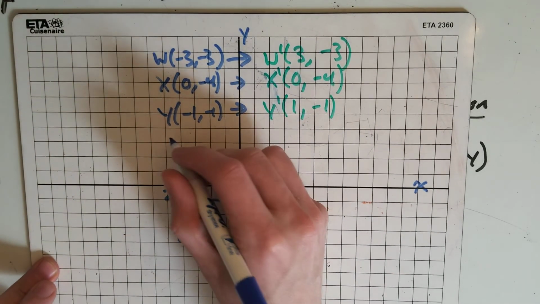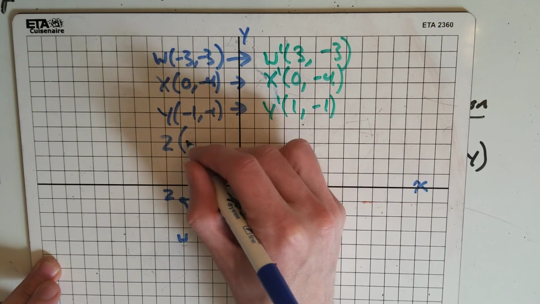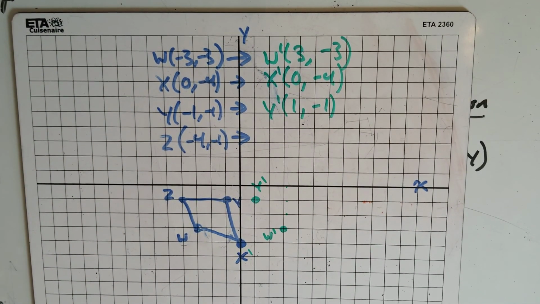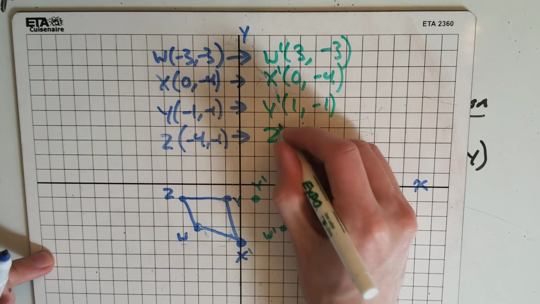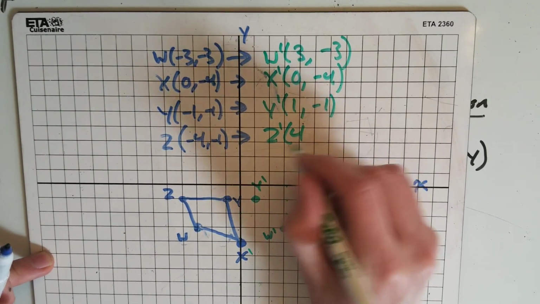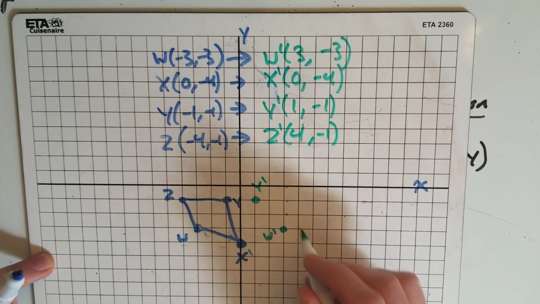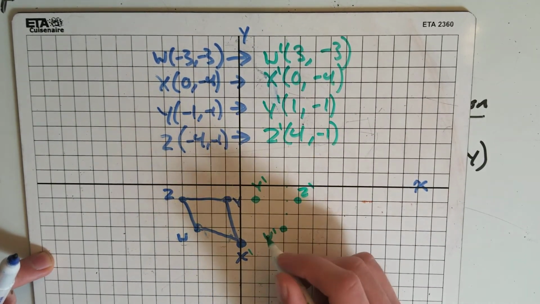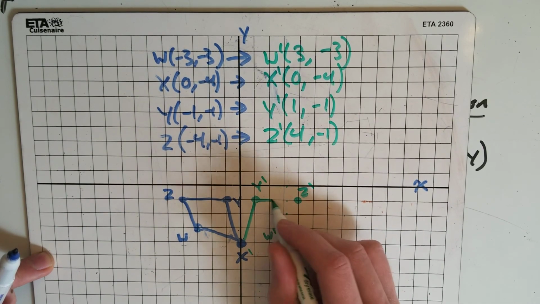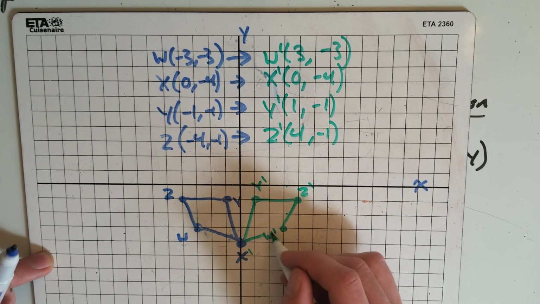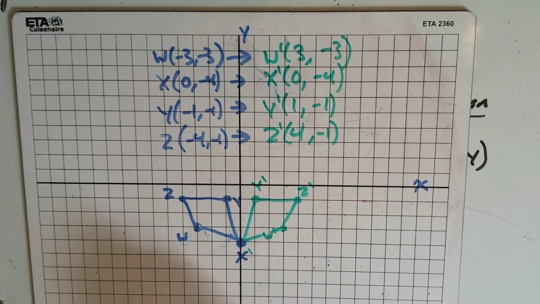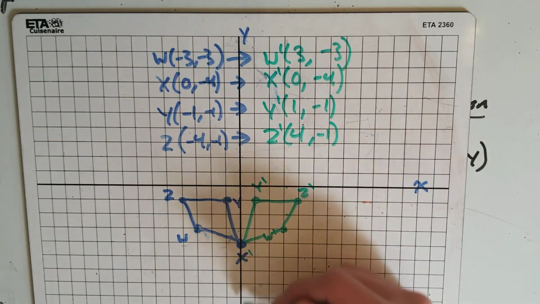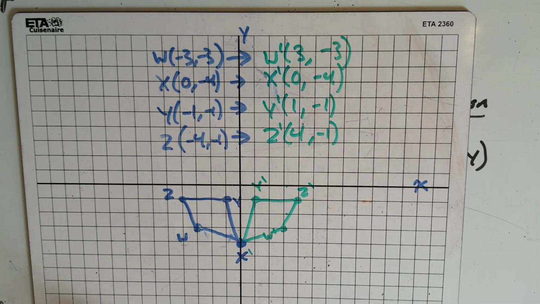Our last point that we are reflecting here is our z. And z was negative 4, negative 1. When you reflect that, x becomes the opposite. So your negative 4 becomes positive 4, and your negative 1 stays the same. So 1, 2, 3, 4, negative 1. There's your z prime. So this is what our shape looks like after we reflect over the y-axis. Notice how it's a mirror image over this line of reflection that's going vertically up and down here.